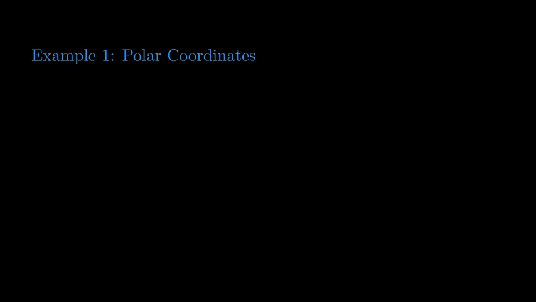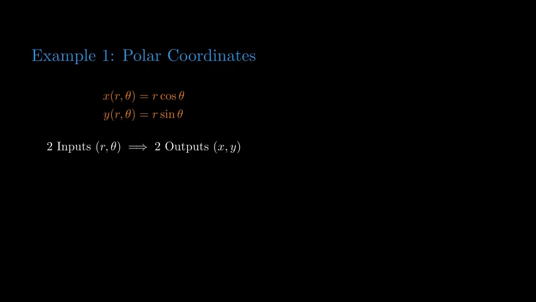Suppose we have a transformation from polar coordinates to Cartesian coordinates, which takes two inputs, r and theta, and produces two outputs, x and y. The first output function is x equals r times the cosine of theta, and the second output function is y equals r times the sine of theta. Because we have two inputs and two outputs, our Jacobian matrix will be a 2 by 2 grid.